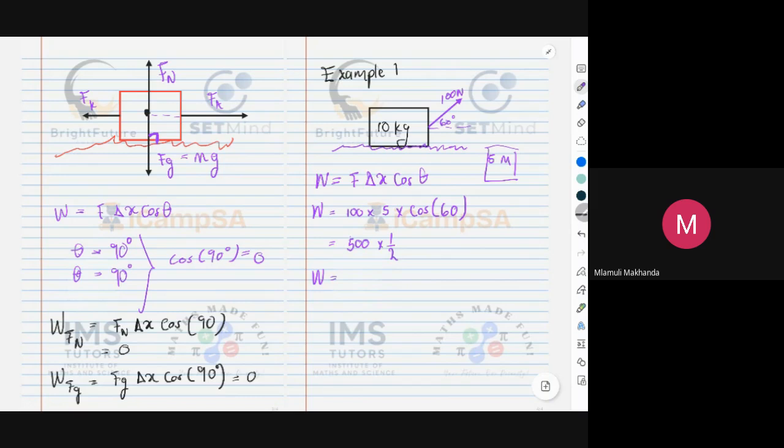What is the work done by this force? Anyone? You are so quiet, guys. Do you understand what is happening or you don't?